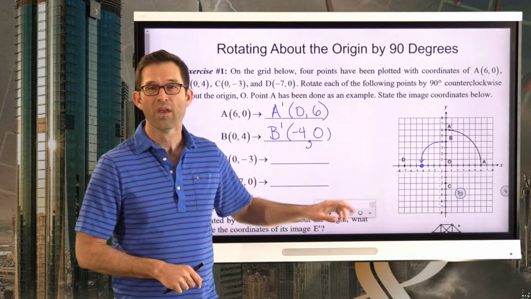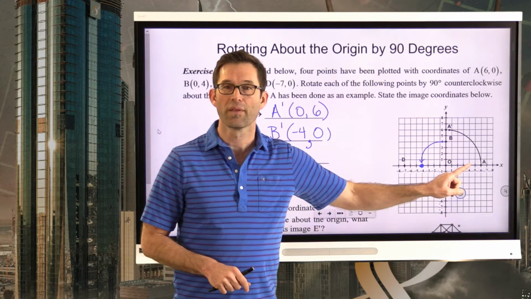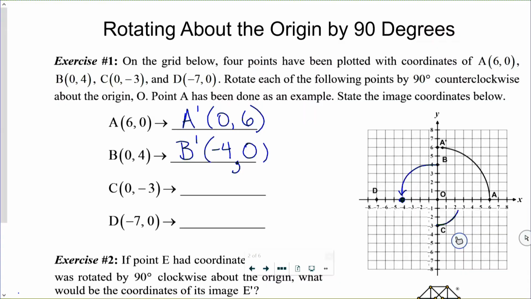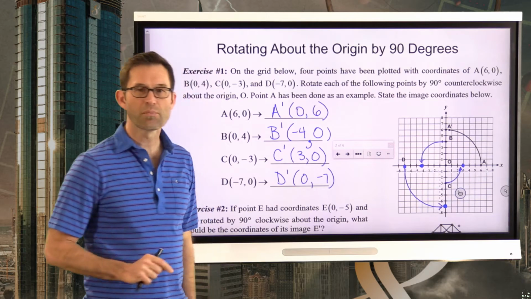All right, let's go through them. Here we've got letter C. It's down here at (0, -3). When I rotate it 90 degrees about the origin, it's going to land right there at (3, 0). So we come up like this. We get to the point (3, 0). Letter D, which is at (-7, 0), when rotated 90 degrees counterclockwise, will be at D prime (0, -7). All right, that's pretty easy.